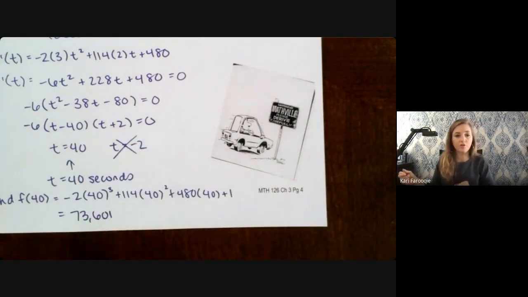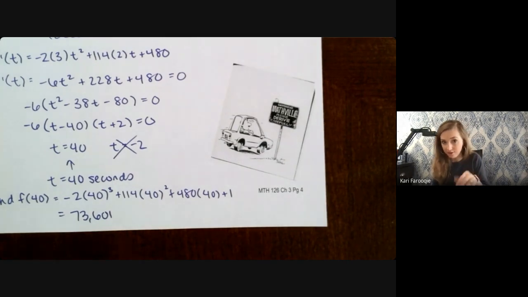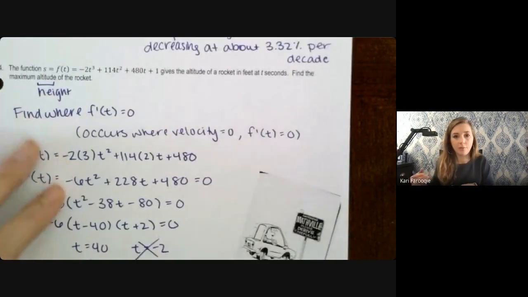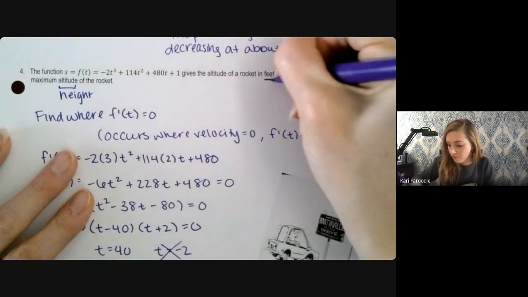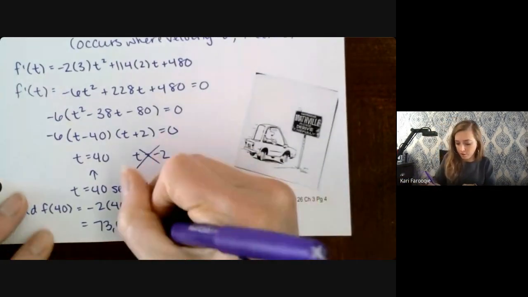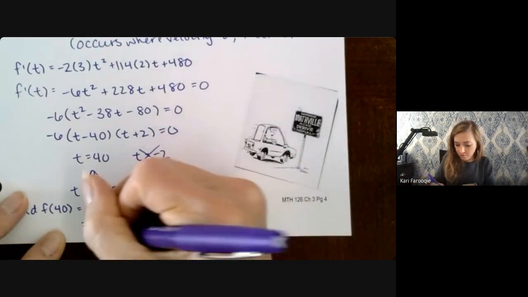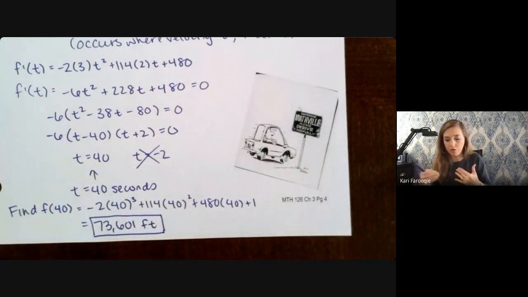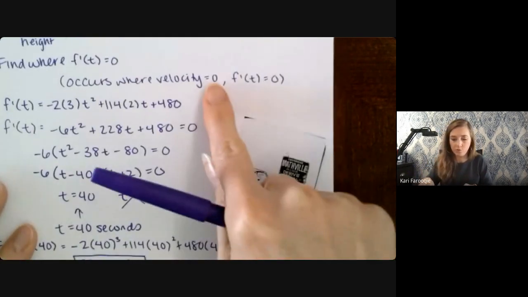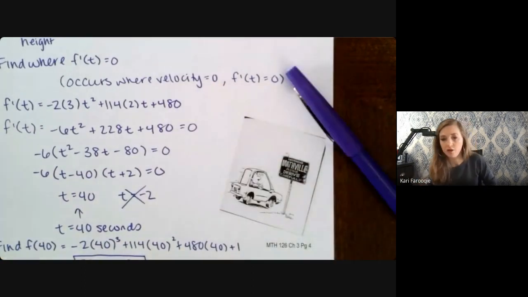And again, don't just put a box around it. You need to know 73,601 what? This is an application problem. You can't just leave it. So the altitude is given to you in feet at t seconds. So this answer would be feet. If I was using the derivative, I would be talking about feet per second. And that means we set the derivative equal to 0. The velocity was 0 feet per second.